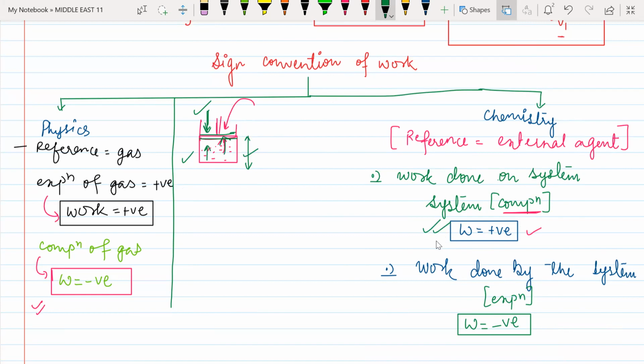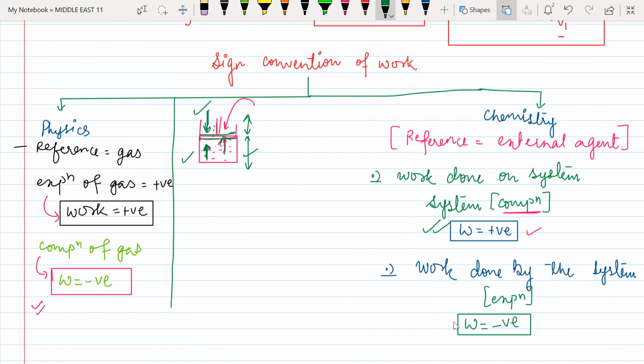And how will expansion take place? If work is done by the system, it will expand, right? So you can remember it in two ways. If work is done by the system, it will be negative. If work is done on the system, it will be positive, right? Yes, sir.